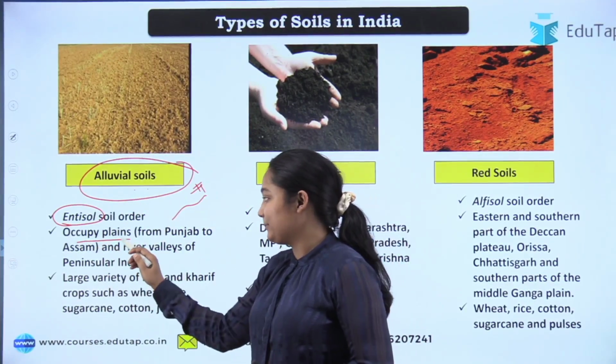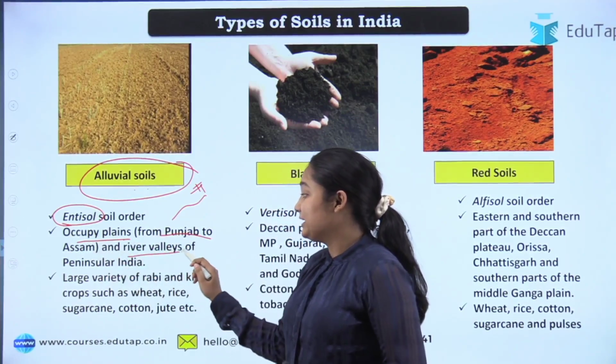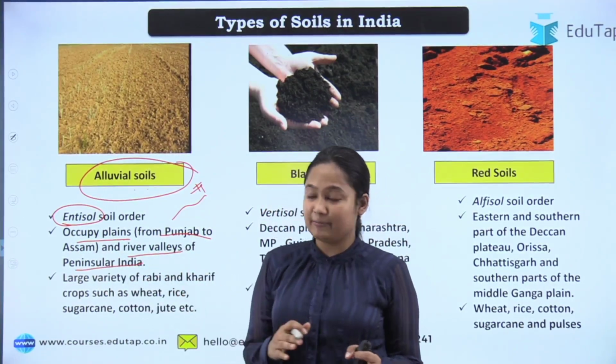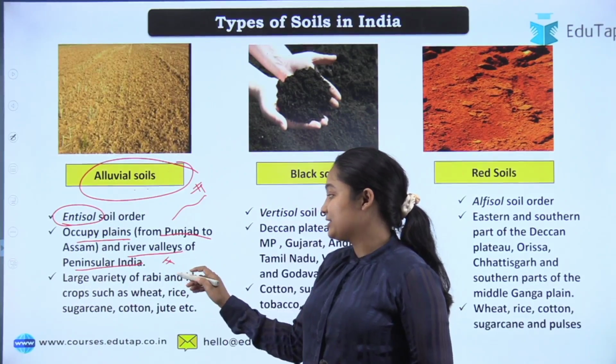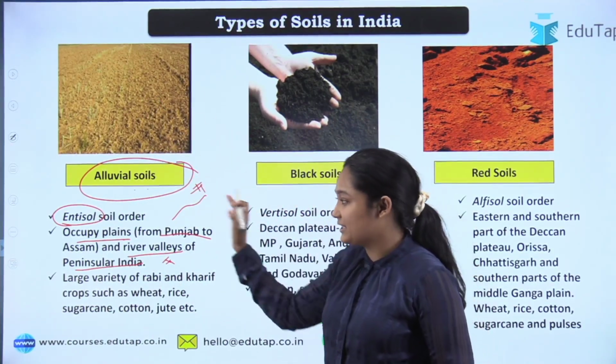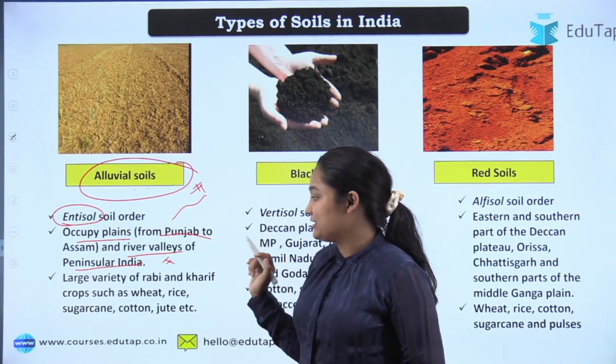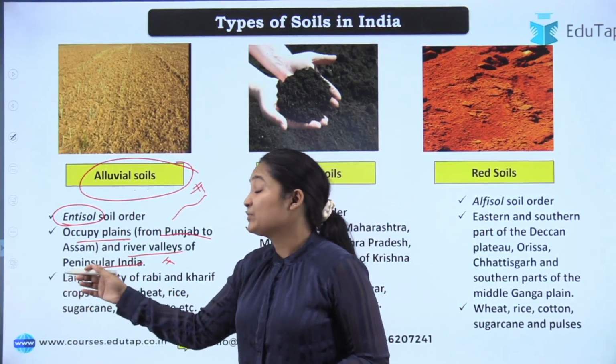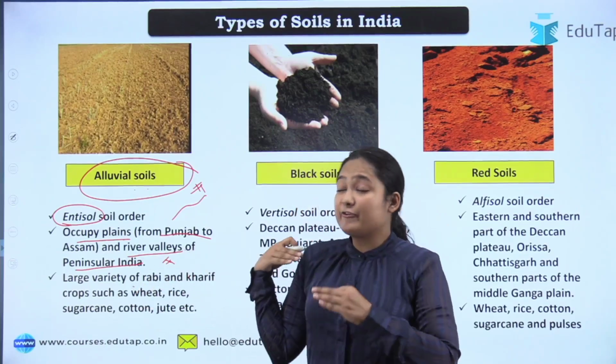You can say it occupies the plains from Punjab to Assam, and also the river valleys of peninsular India. Punjab is there, Haryana is there, UP is there, Bihar is there, Assam is there. So all these areas come under alluvial soil. Then, what kind of crop can we grow?